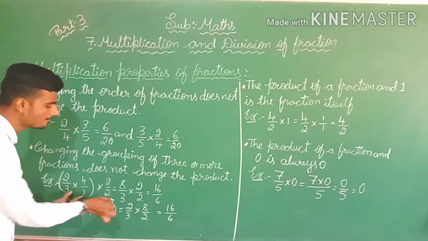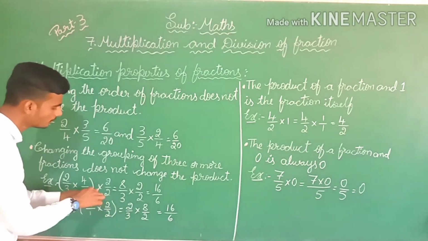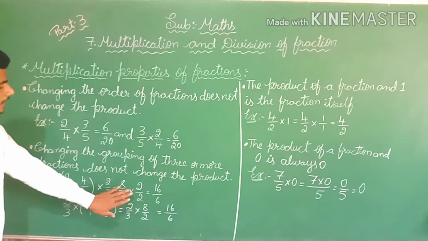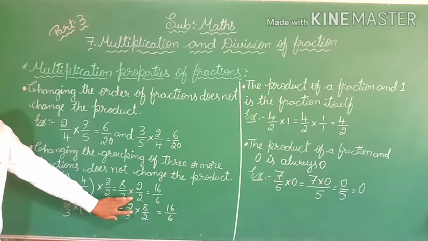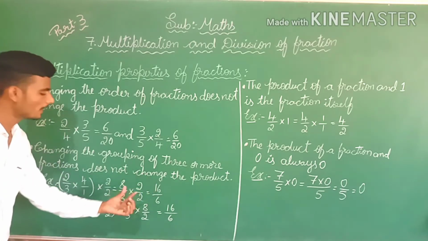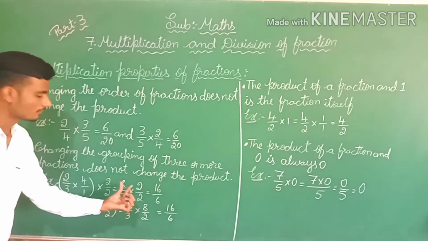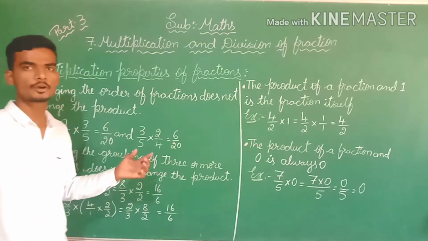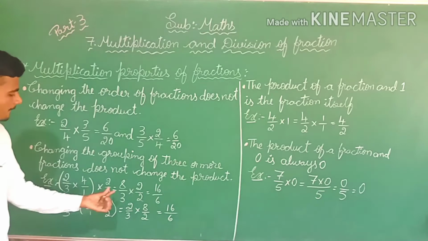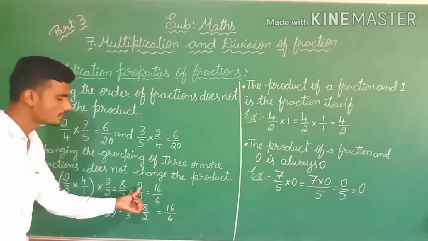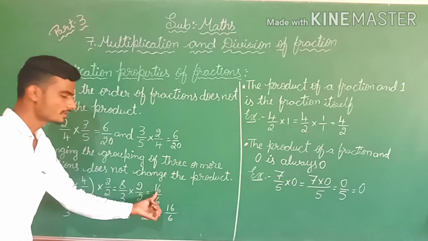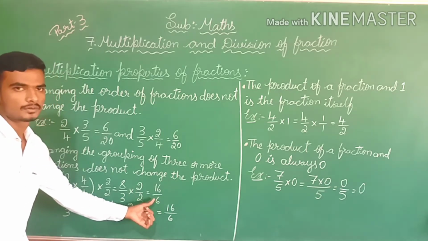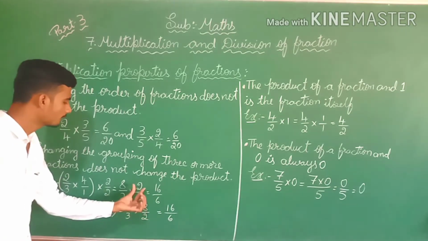Then after this, we again multiply these two fractions, numerator with numerator and denominator with denominator. 8 twos are 16, then 3 twos are 6. This is one part.